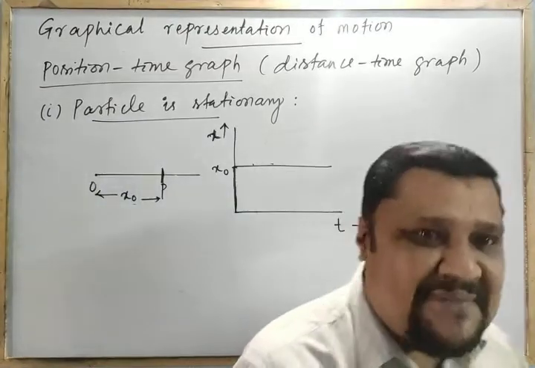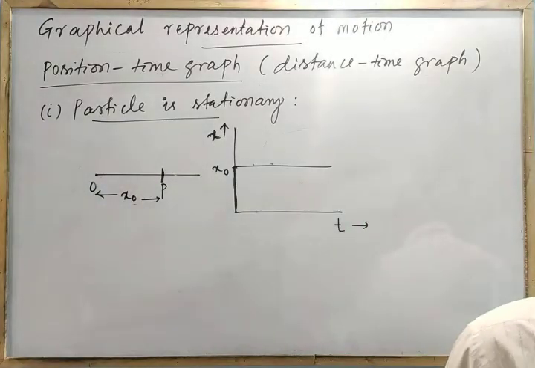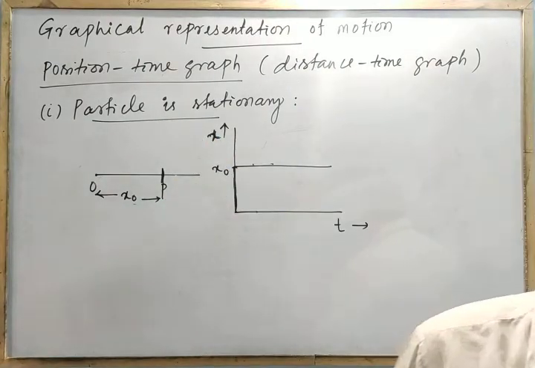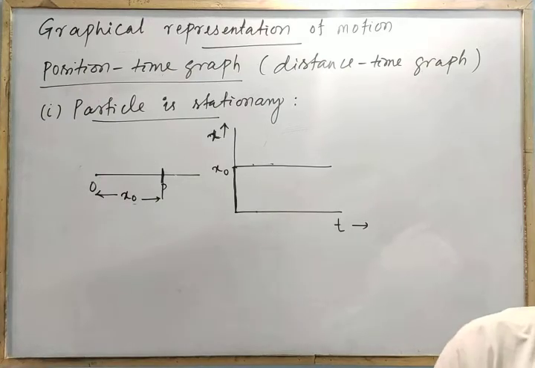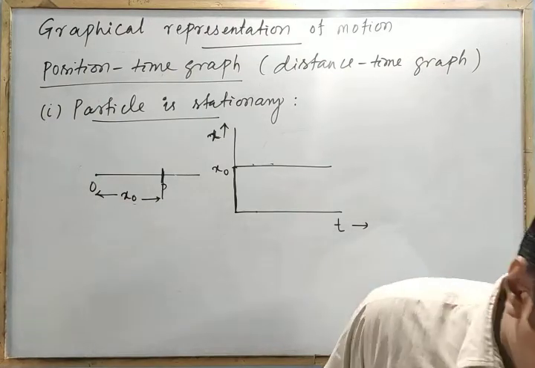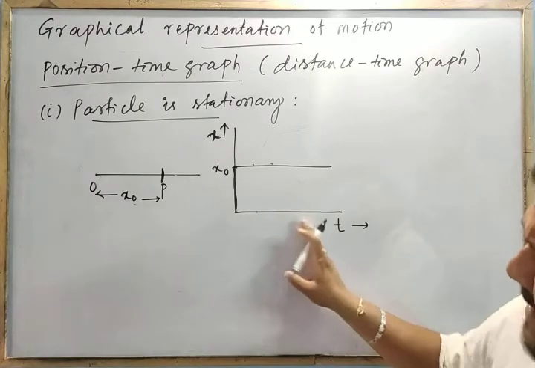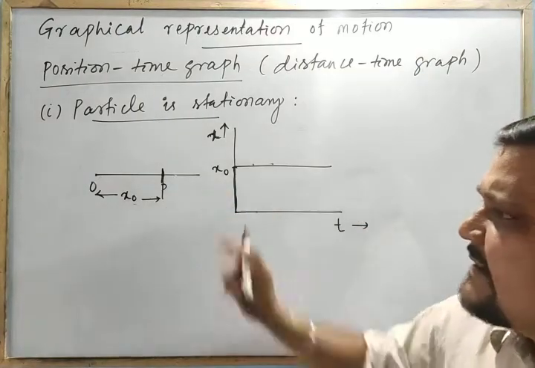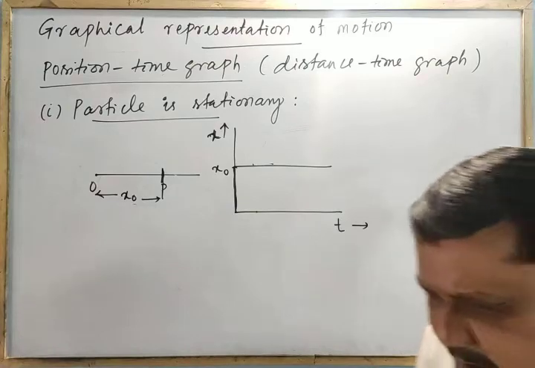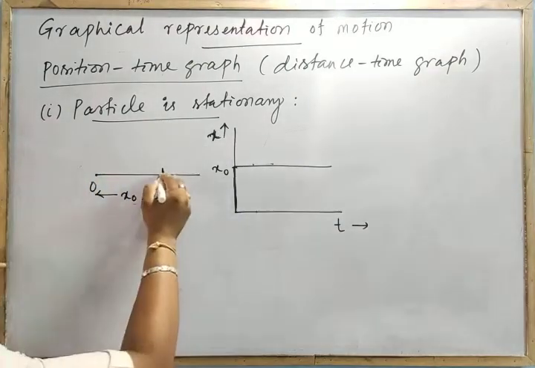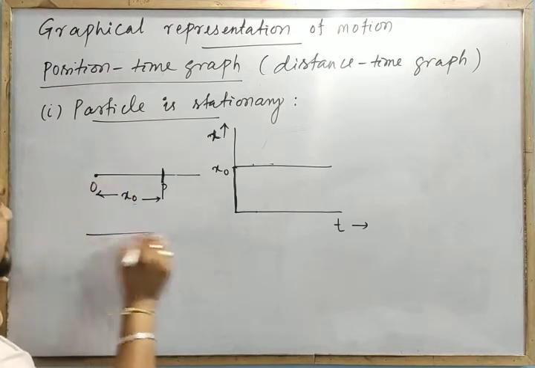So this is the position time graph, isn't it? This is the position time graph for a particle at rest, or a stationary particle. Is that clear? Now, as time passes, the particle stays at the point P. In the same case, suppose the particle at time t equal to 0 is at the origin. So it is not moving.